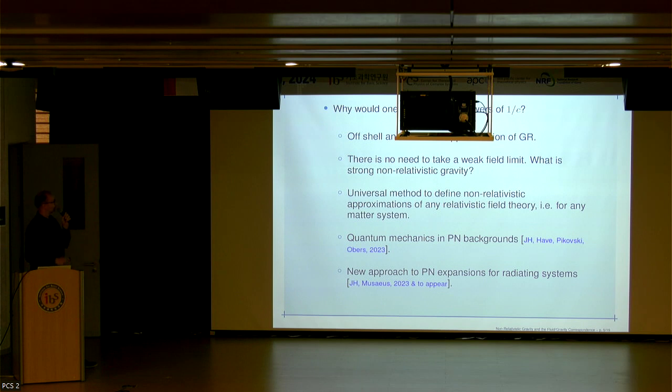Okay, so when you do a 1 over c expansion of GR, some of this is textbook, some of the first calculations you do with Einstein's theory, and then normally you also make a weak field approximation. But that's actually an extra assumption that is completely independent of the 1 over c expansion. And so there is actually a way of doing this without assuming weak fields. And we call that strong non-relativistic gravity. And that is actually a theory that I will be using today.